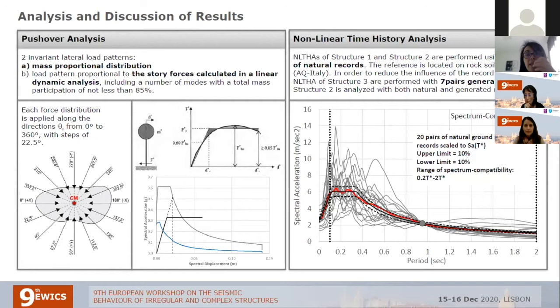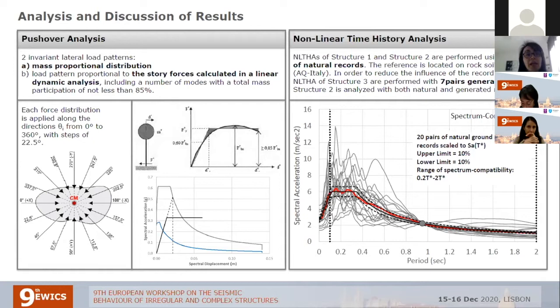Then the structural demands are calculated according to the N2 method and Eurocode 8, and they are combined according to the SRSS and the 30% combination rule. Moreover, other pushover curves are obtained by rotating the pushover seismic forces with the incident angles theta, and the corresponding structural demands are calculated parallel to the seismic forces.